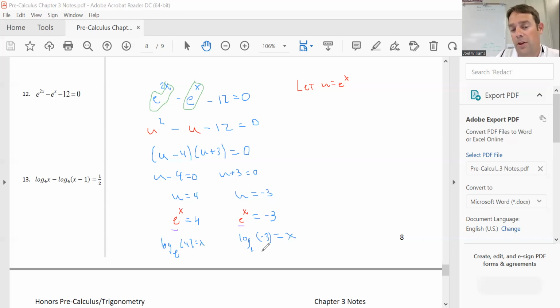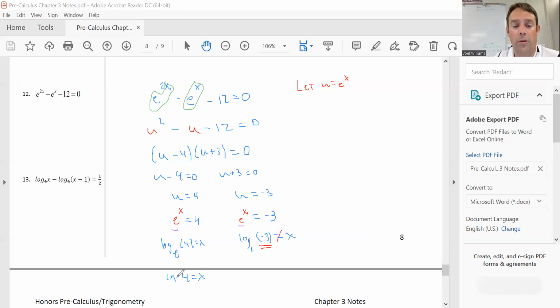First up, can you ever take the natural log or a log of a negative number? The answer is no, it can't be done. So this one right here, this is no good. This is an extraneous solution. So this one doesn't work. However, this one, I'm taking the log of 4. That does work. So I end up with natural log of 4 equals x.